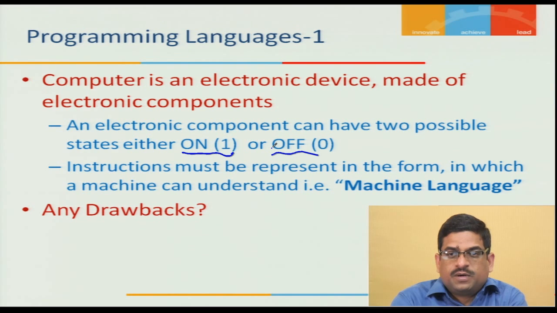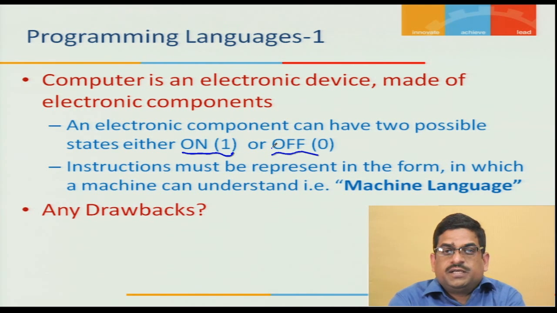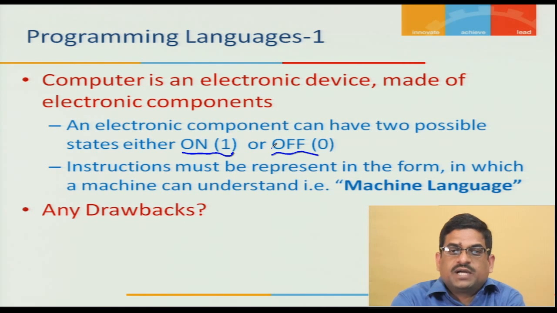So writing a program of the combination of 1 and 0 is a tedious task. So the first drawback of programming in this type of language, or the machine language, is that it's difficult to write the program or solution of your problem, particularly when your problem solution is very large. You have to write some hundreds of instructions, then it's very difficult to write a program in this language.